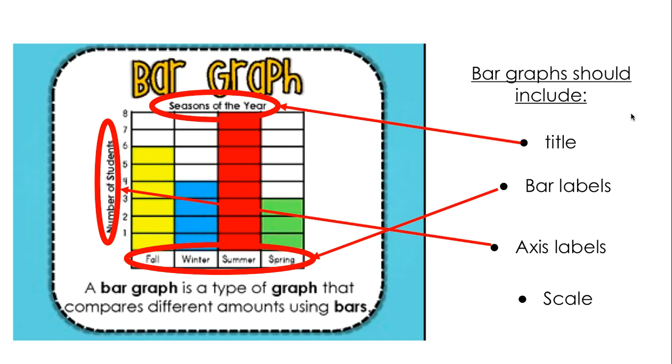Finally, it should include some type of scale. Looking at the scale on this graph, it's really what the graph is skip counting by. So each line for this graph represents one student because each line goes up one number at a time. So 1, 2, 3, 4, 5, 6, 7, 8. If it had a scale of 2, it would skip count by 2s: 2, 4, 6, 8, 10, 12, and so on. It could also have a scale of 5: 5, 10, 15, 20, 25. So you just have to really pay attention to what the scale is in each of your graphs.